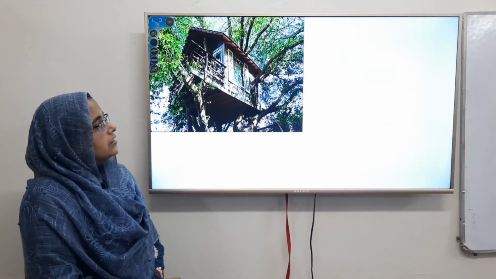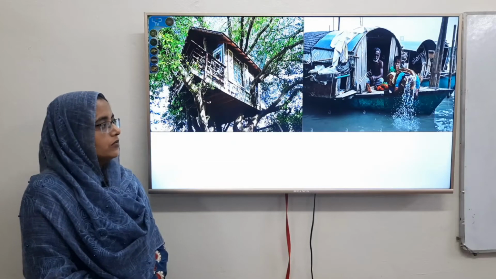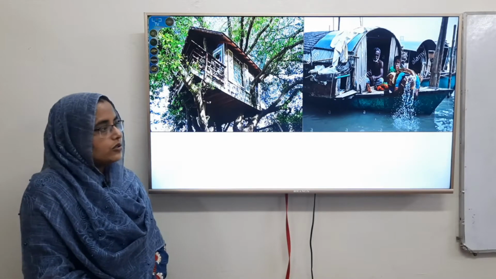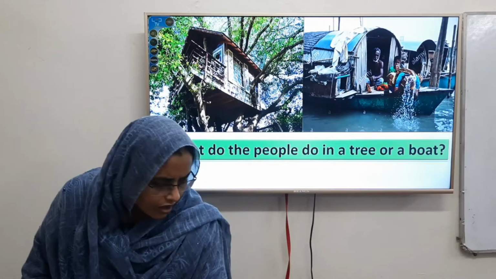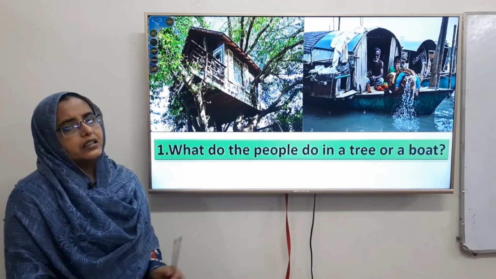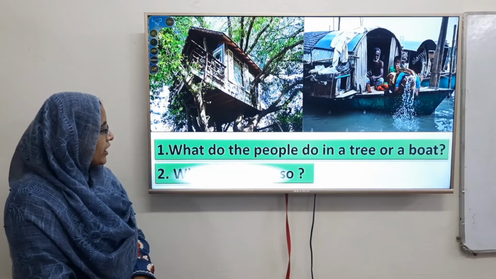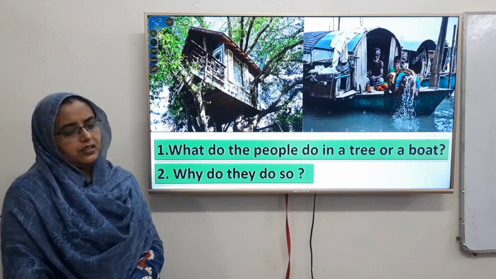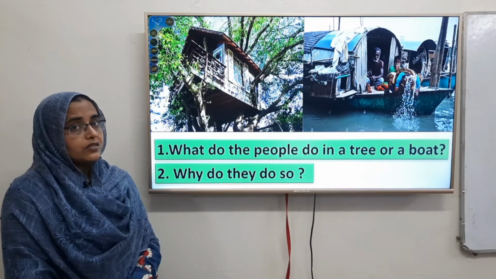First of all, let us see a house on the tree and people on a boat. So, learners, here is a question for you. What do the people do in a tree or a boat? I think you can guess the answer. People are living on the tree or on a boat. Why do they do so? Can you say why they do so?